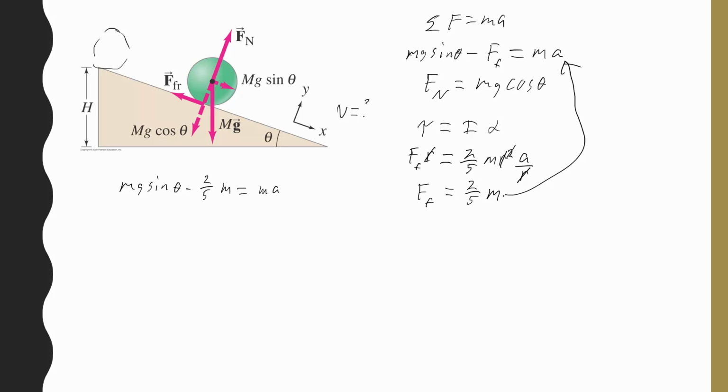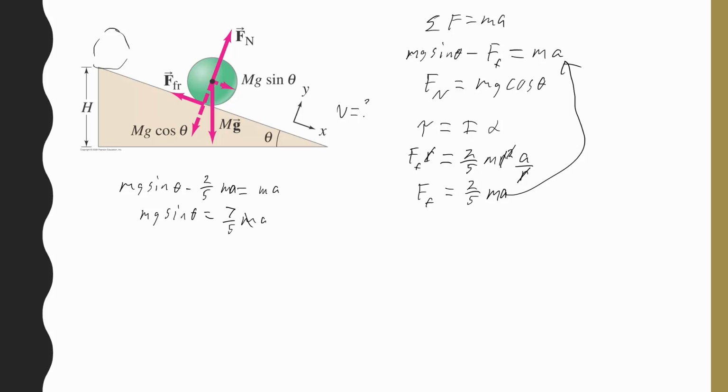Wait, I lost my a. Hold on. Okay, so my a is still over here, which is good, because then I can combine these two terms. I can add 2/5 over here, so I get mg sine theta equals 1 plus 2/5, so 5/5 plus 2/5 is 7/5 ma.